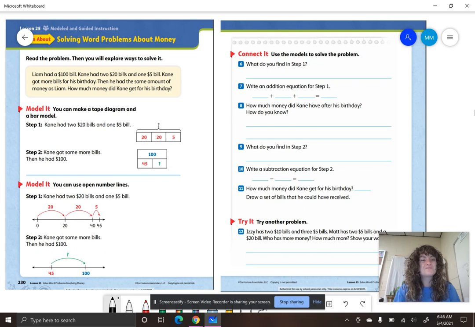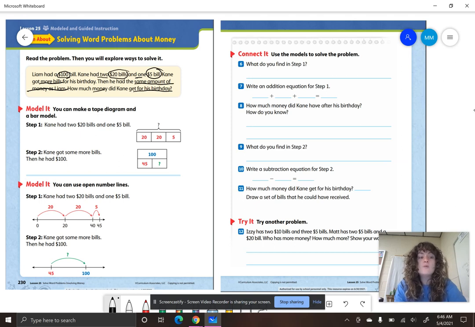Read it again. Liam had a $100 bill. Kane had two $20 bills and one $5 bill. Kane got more bills for his birthday. Then he had the same amount of money as Liam. How much money did Kane get for his birthday? All right, so let's think about this, Smarties. We can solve this word problem by using models. It says you can make a tape diagram and a bar model.